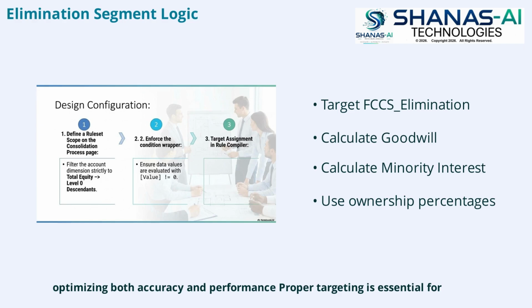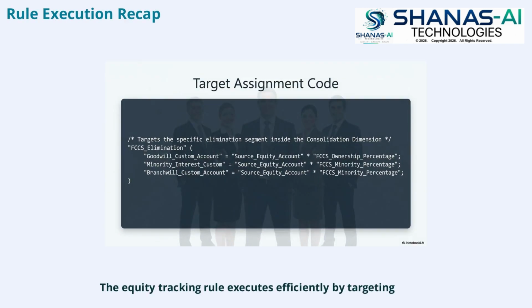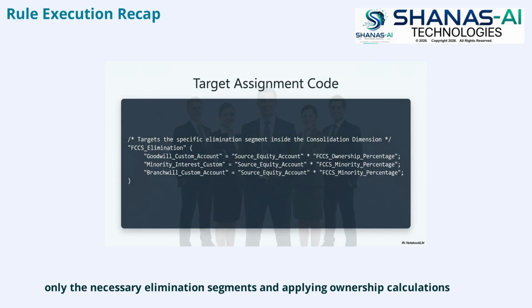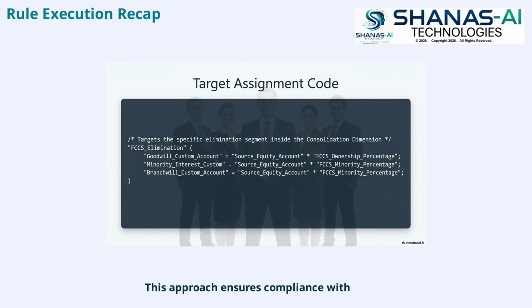Proper targeting is essential for maintaining FCCS efficiency during consolidation. The equity tracking rule executes efficiently by targeting only the necessary elimination segments and applying ownership calculations. This approach ensures compliance with accounting standards and maintains system performance.